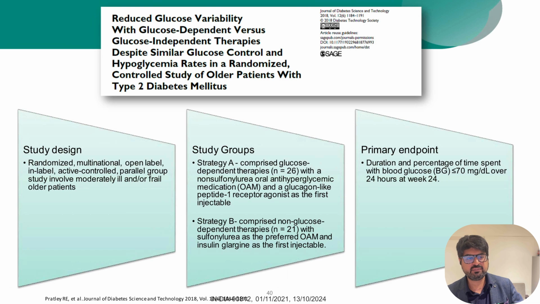So this is a randomized multicentral trial. They took two groups of patients, right? In the first group, they used non-sulfonylurea oral hypoglycemic agents and a GLP-1 as the first injectable. And strategy B comprised basically non-glucose dependent therapies, with sulfonylurea as the preferred OAD and glargine as the first injectable, and they looked at the endpoint in terms of the glucose parameters, right?